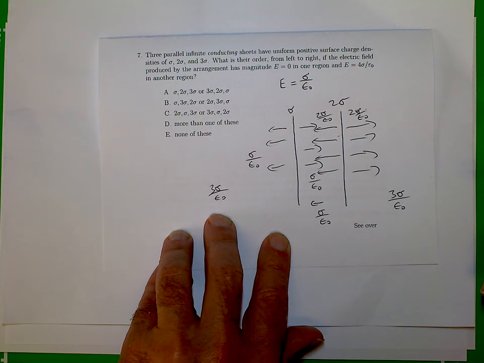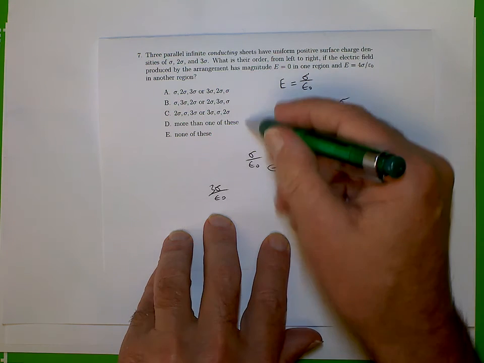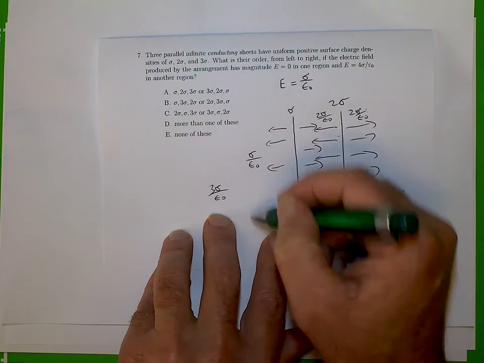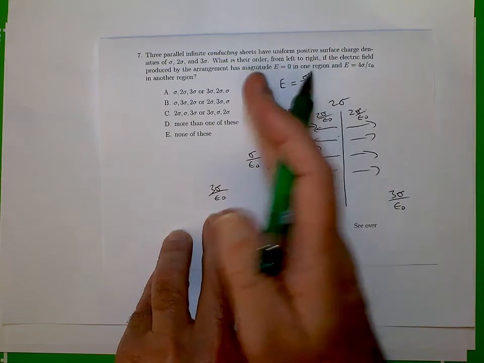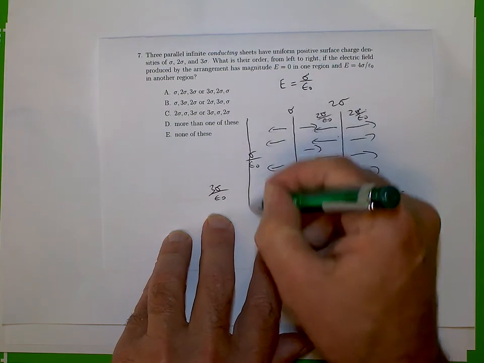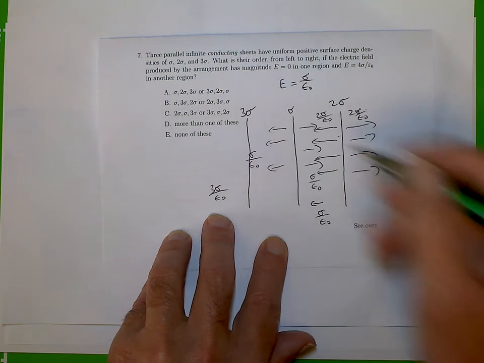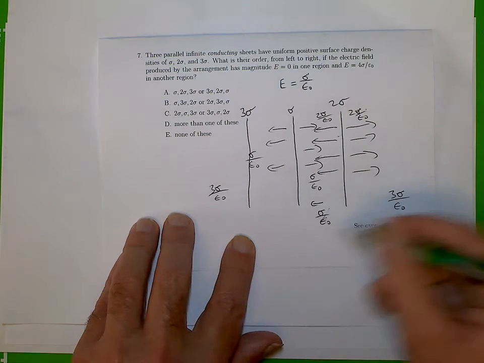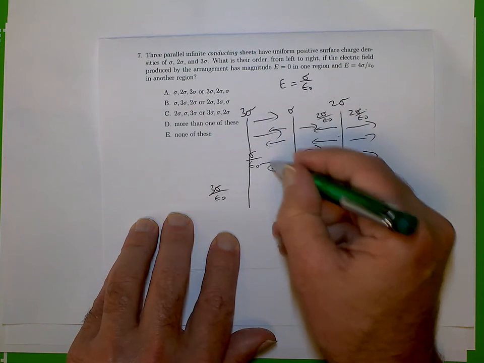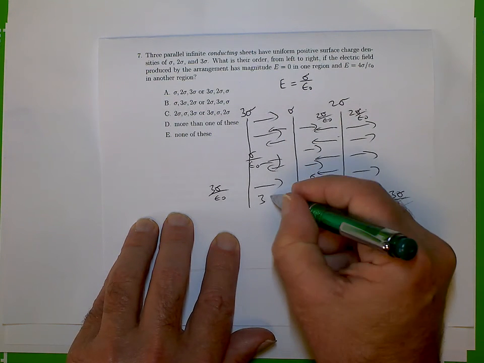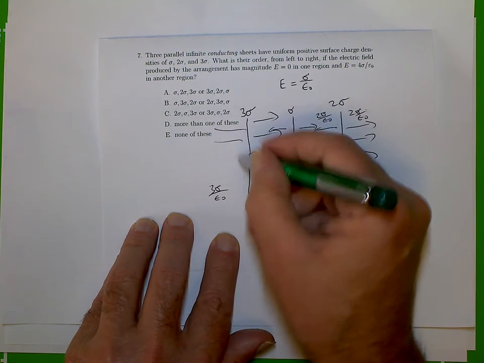So I have a choice now. I can either put the 3 sigma over here or over here. I'm going to put it over here because I know that the 3 sigma will cancel out those two. So let's do that. I'll put my 3 sigma here. Now let's look at what the field is in the various regions. So that's got 3 coming out there, sigma over epsilon naught on either side.